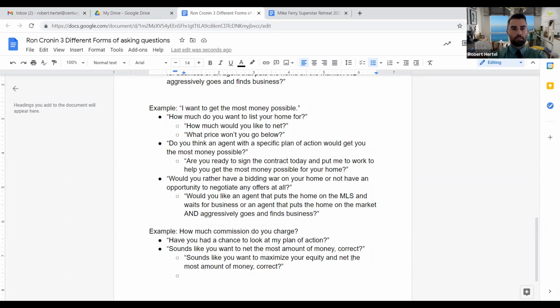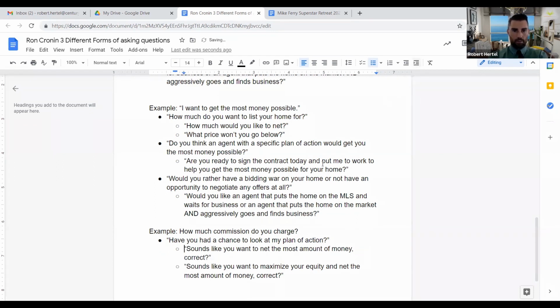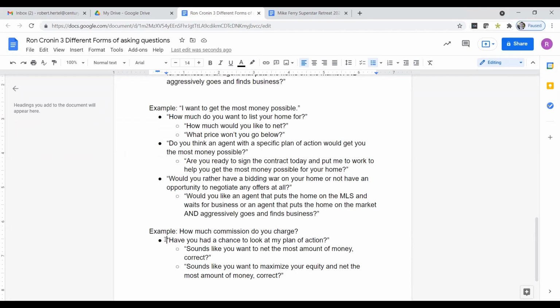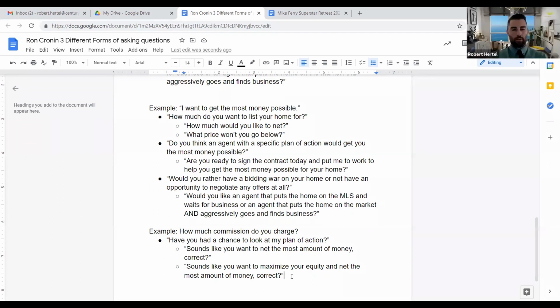What would be some open-ended or some A or B questions on how much commission do you charge? Okay. Robert, are you concerned about what your family will... I mean, I want to do something for... And you said open-ended or A or B. Okay. So is it important for you and your family to net the most? Something like that where you include the group. Okay. So including the group in this. Okay. So how much commission do you charge?